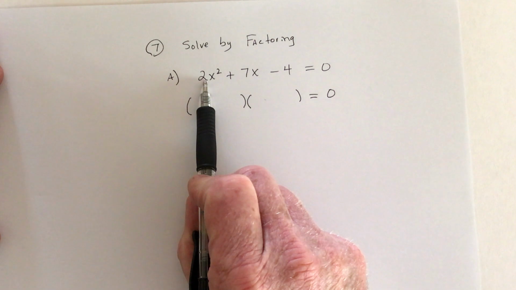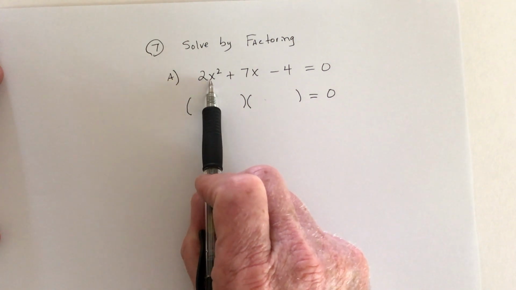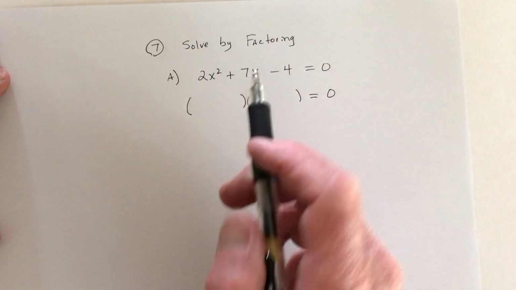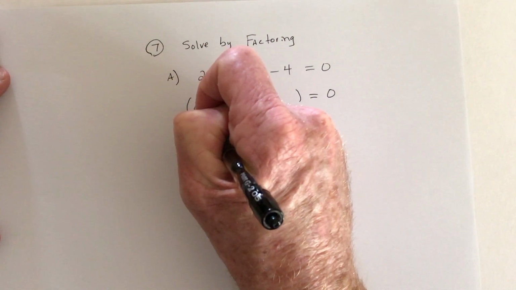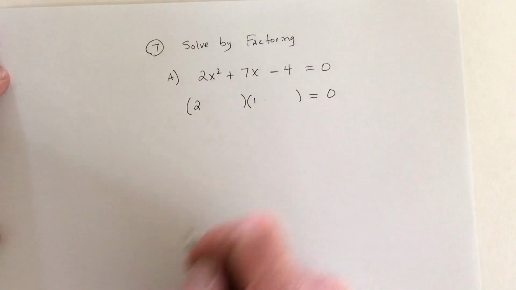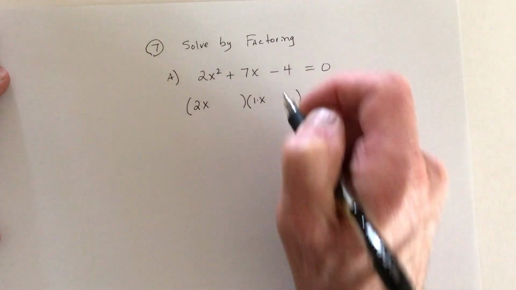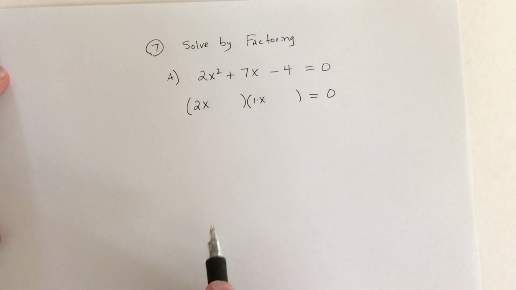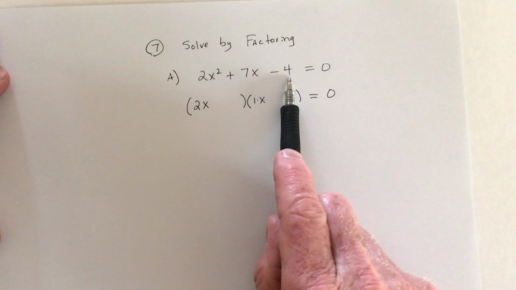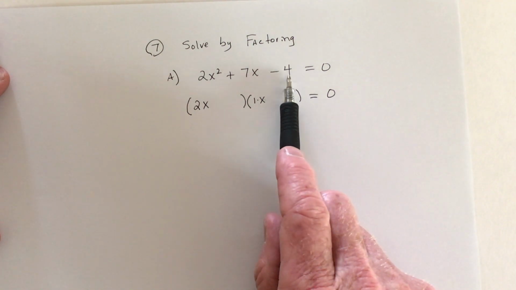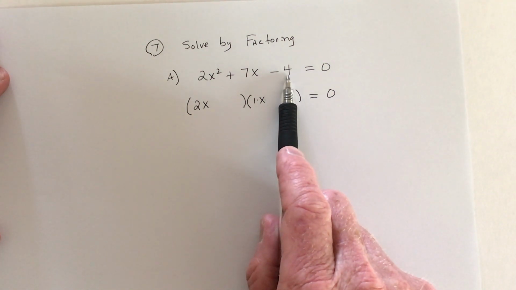So you always start with this. So what are two things that would multiply to give you 2x squared? Well, for 2, that would just be 2 times 1. And for x squared, it would have to be x times x. The next thing is, what are two numbers that give you a 4? So there's 1 times 4, and there's 2 times 2.